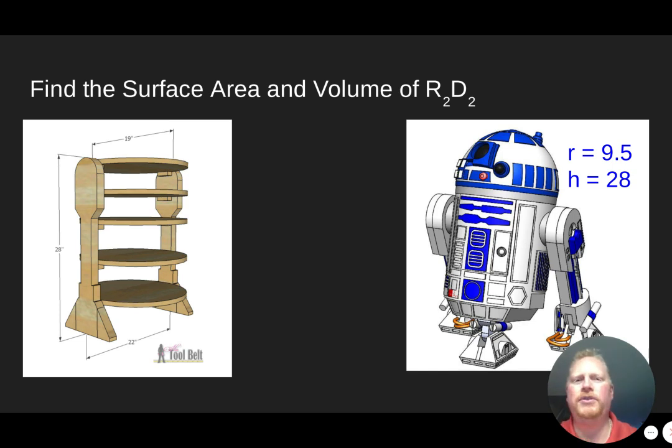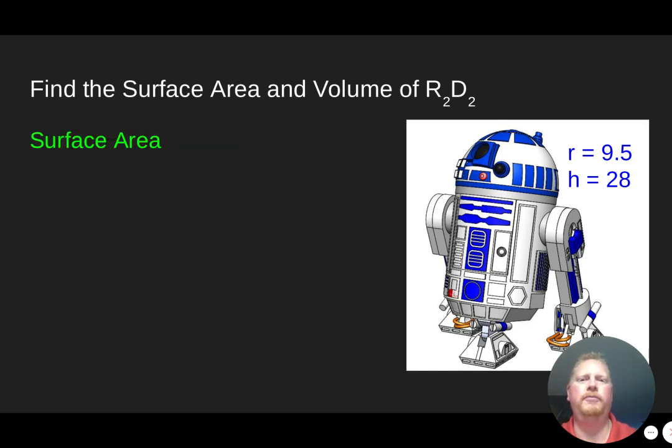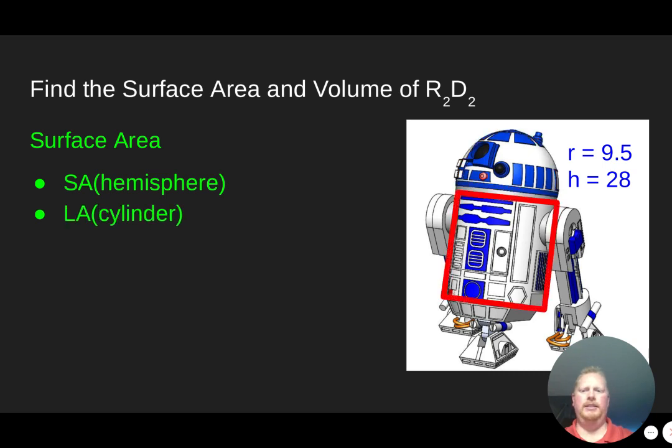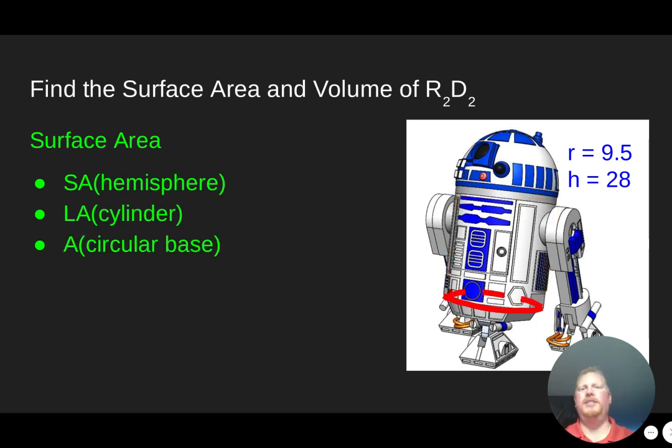So now that I have those dimensions, let's go ahead and do surface area. Let's itemize all the surfaces that we see exposed. Okay, so we've got R2D2's dome, which is the hemisphere. So when we figure this out, we're going to figure out the surface area of the entire sphere and then just take half of it. The next piece that I see exposed is the lateral area of the cylinder. And then, now we don't really see it, but we know it's exposed: the very base that R2D2 has beneath him. And we know that's going to be a circular base.